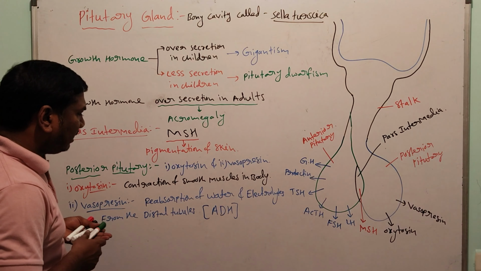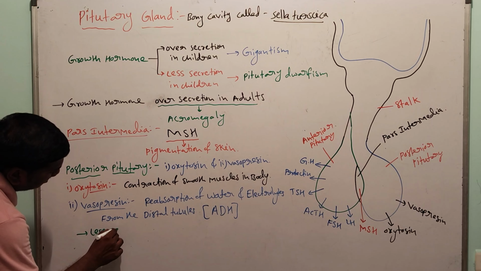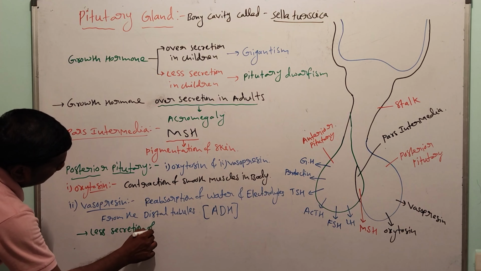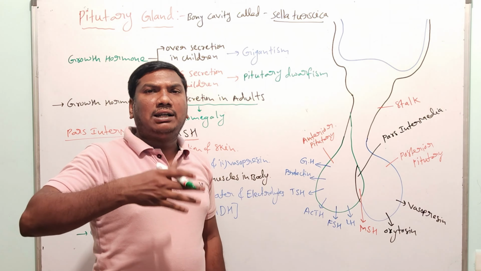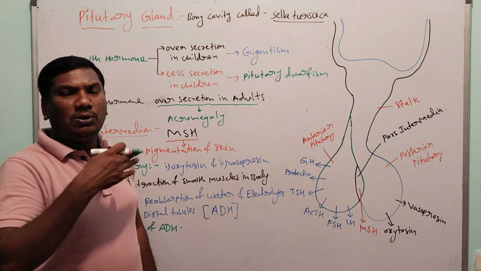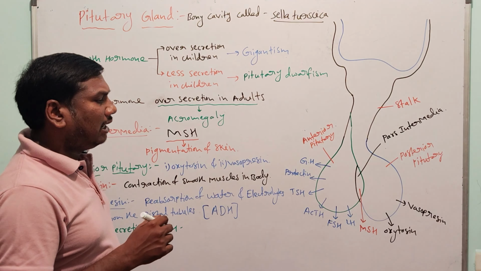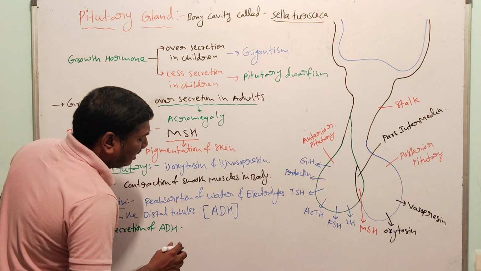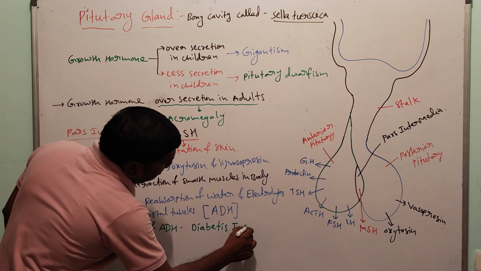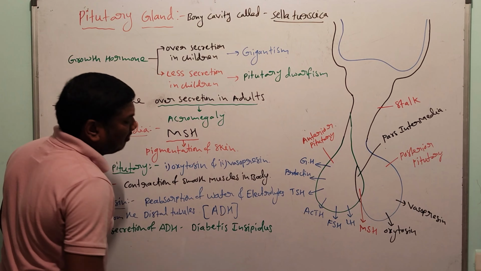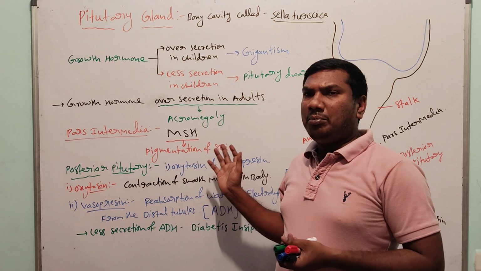Next is the deficiency of ADH. With less secretion of ADH, more water is lost because there is no reabsorption of water. The body is affected by dehydration. It leads to diabetes insipidus. So that covers the whole pituitary gland.